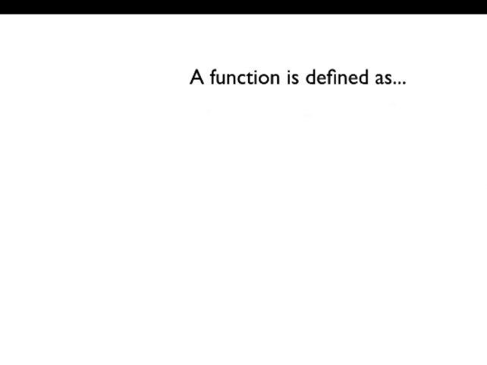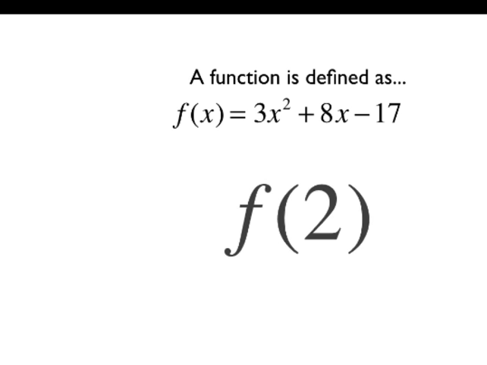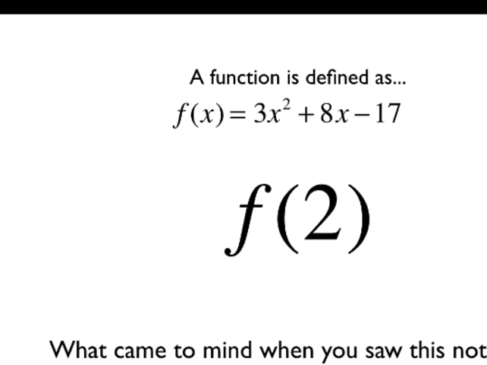All right, what about an analogous function, f, where the function f is 3x squared plus 8x minus 17. You ready? f of 2. You see f of 2. What comes to mind when you see this notation? What does it mean? For every x in the function, you're going to put in 2. So to do something. So when you saw f of 2, you thought do something. Agree?